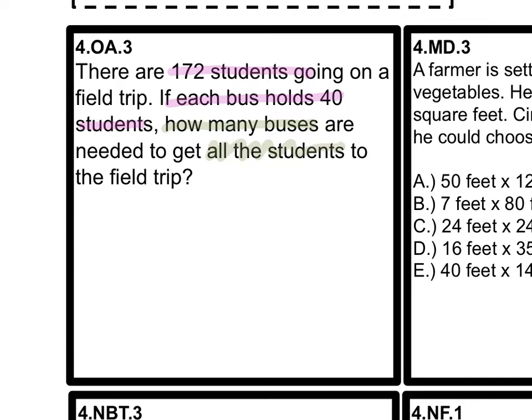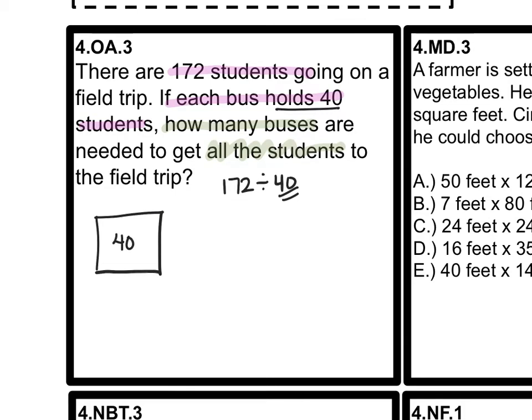Most of us know that this is going to be a division problem. We're looking at it as 172 divided by 40. However, we did not talk about how to take this double digit and divide it into a bigger number. So I'm going to show you using a picture. For each square I draw, it's going to represent a bus. And each bus holds how many? That's right, it holds 40 students.